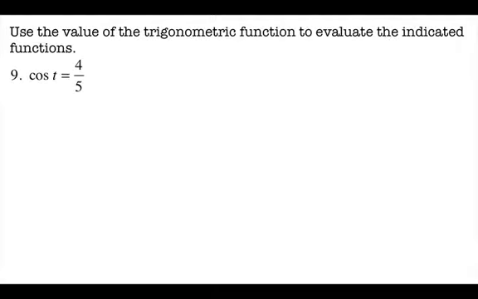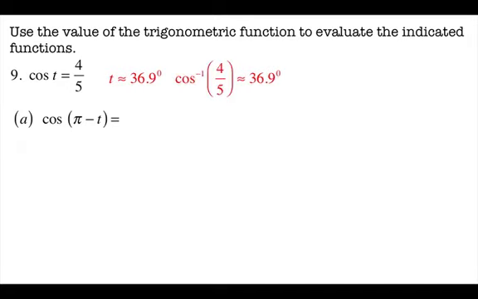This is 9. It says same directions. Cosine of t is equal to 4/5, and this one we need to compute. This one's a little more challenging. This is how we're going to start out this problem. I know that t is equal to 36.9 degrees. How do I know this? Because I can use the inverse for cosine, and I end up with 36.9.